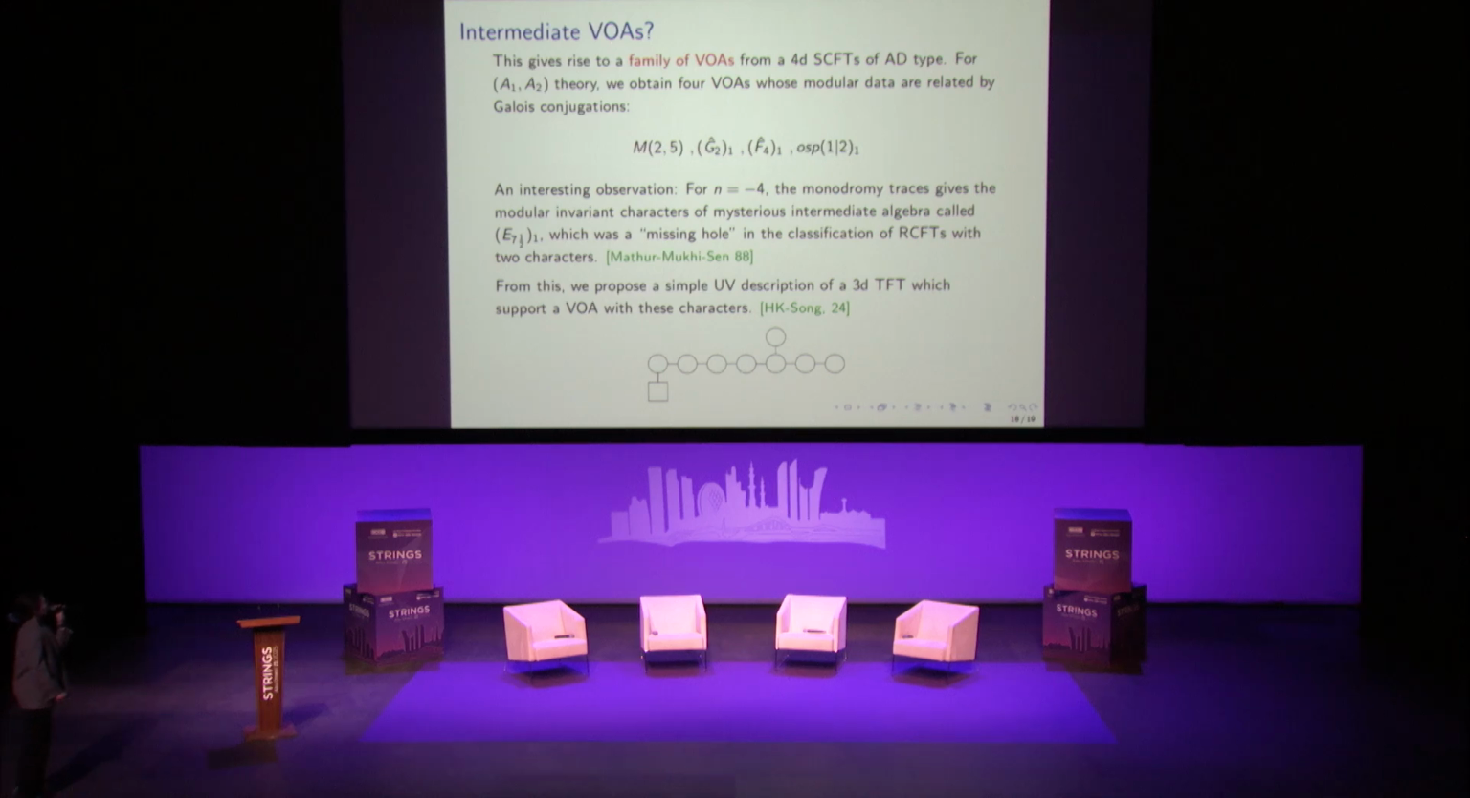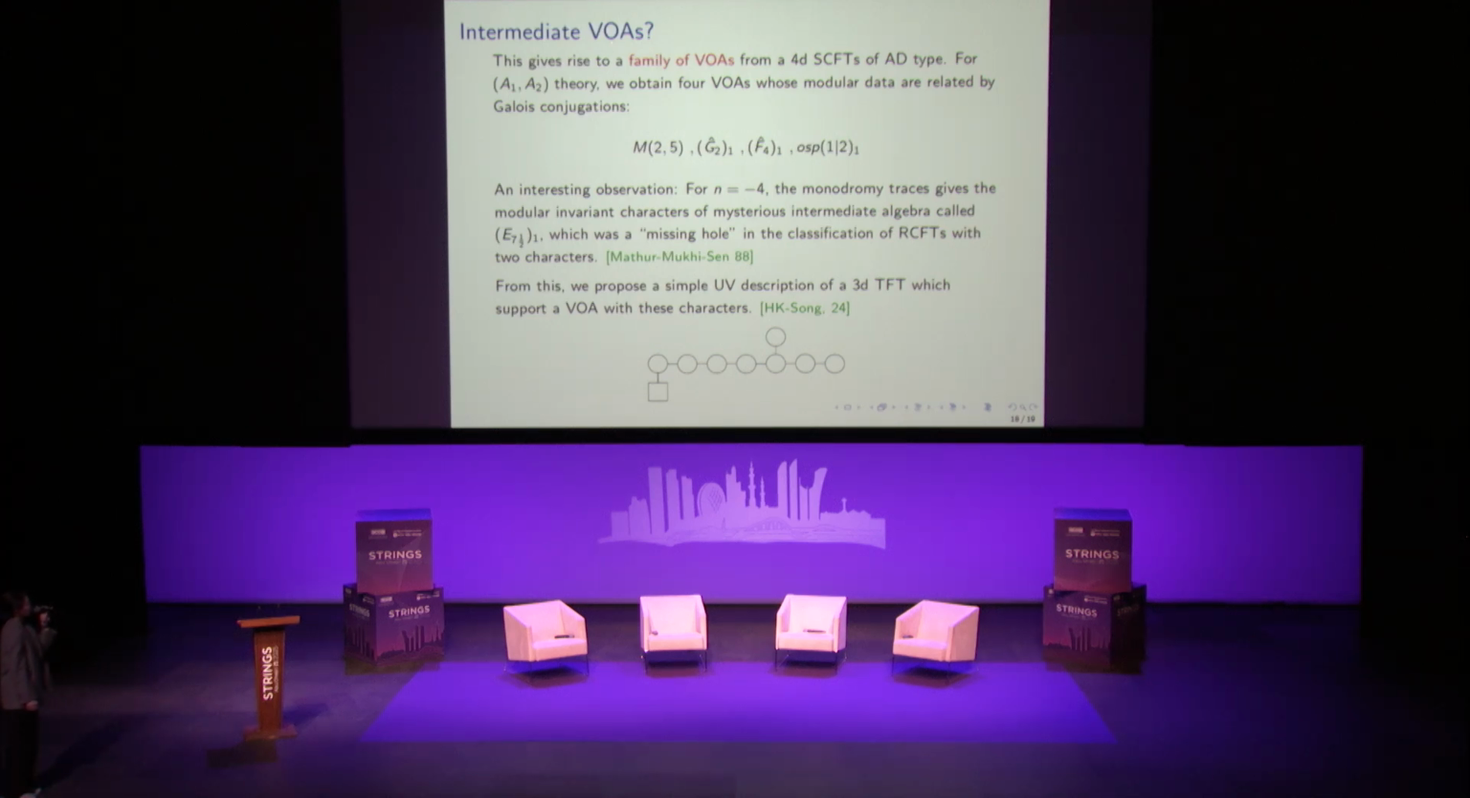This gives rise to an interesting picture that for a given 4D SCFT, you obtain a family of vertex operator algebras if you start from the Argyres-Douglas type theories. So for example, for the simplest theory, the A1, A2 theory, we obtain 4 vertex operator algebras whose modular data are related by the Galois conjugations. For the simplest case, we obtain the M(2,5). For the second twisting, we obtain G2 at level 1. For the third twisting, we obtain F4 at level 1. And for the fourth twisting, we obtain the OSp(1|2) at level 1, as I mentioned before.